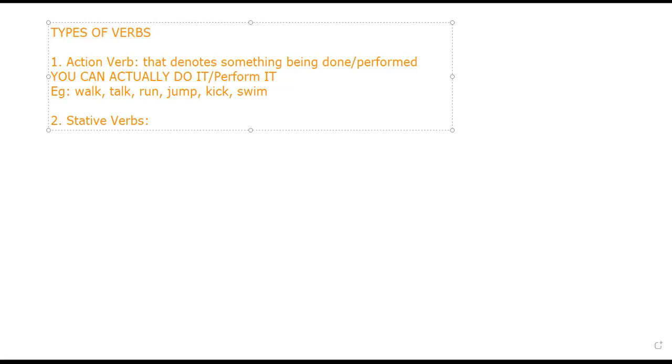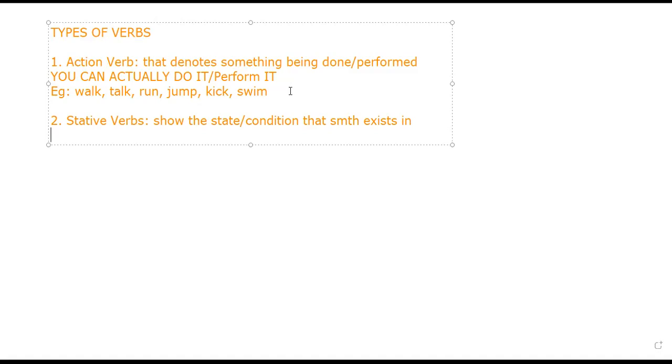Stative verbs are verbs that show the state or condition that something is in, that something exists in. Just write the short form. So it's just showing how something is existing, and you cannot perform stative verbs.